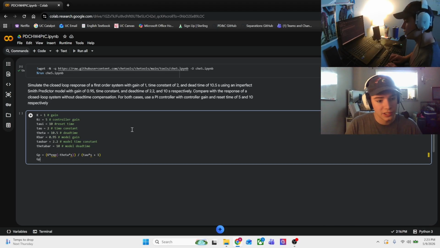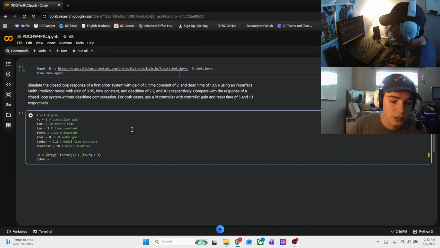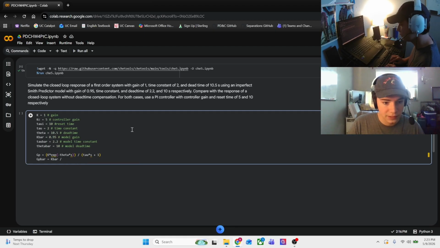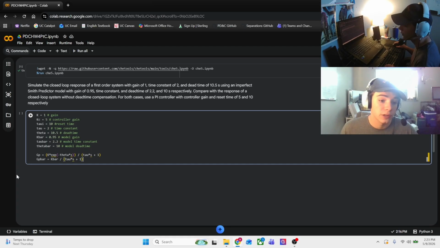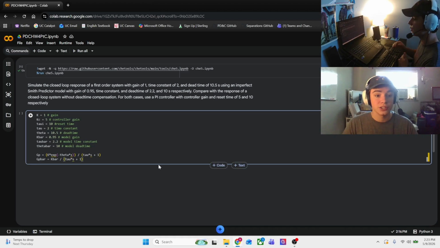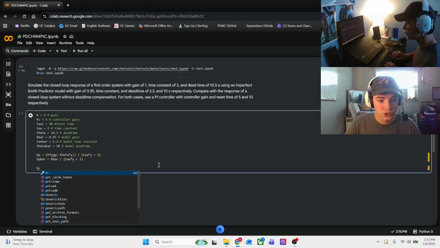Perfect. And then we know that our GP bar, which is going to be our simulation process transfer function, is just going to be equal to our K bar divided by our tau bar times s plus 1. So now we have both our simulated process transfer function as well as our actual process transfer function right above here. The last of these functions we're going to need to do our initial simulation without our compensation is going to be our GC, which is of course our actual controller transfer function.